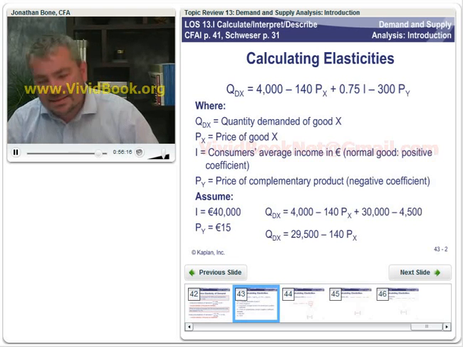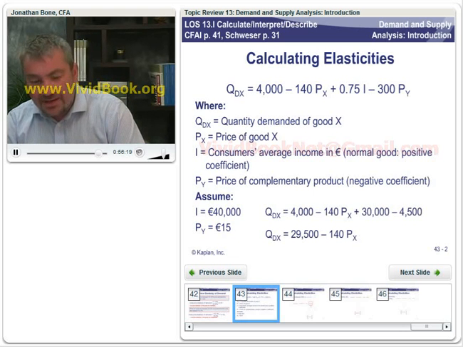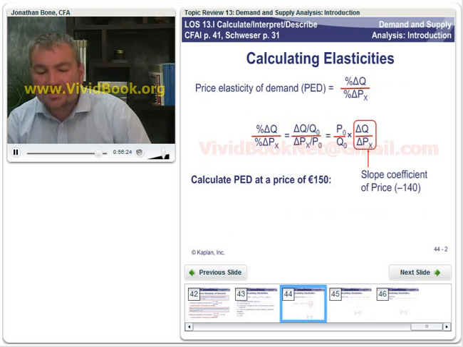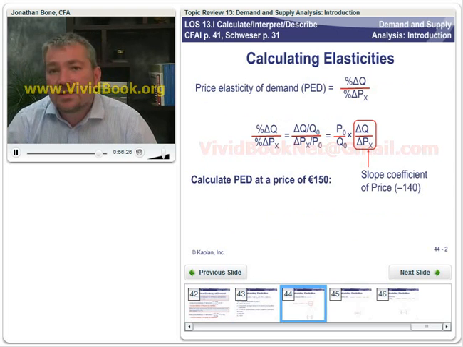Right, okay, let's take this information and talk about how we can use it to compute the elasticity of demand. So remember, price elasticity of demand is the percentage change in quantity over the percentage change in price. Notice percentage change in quantity is the change in quantity divided by original quantity, and the percentage change in price is the change in price over original price. That can be written as original price divided by original quantity times the change in quantity over the change in price. Now, change in quantity over change in price, of course, is the slope coefficient.